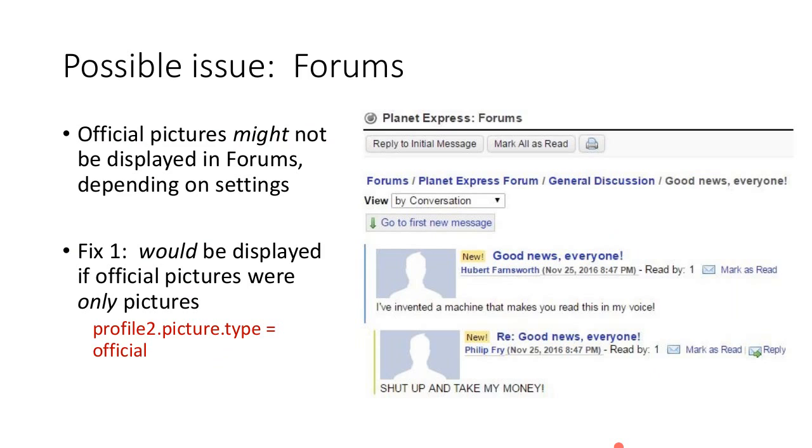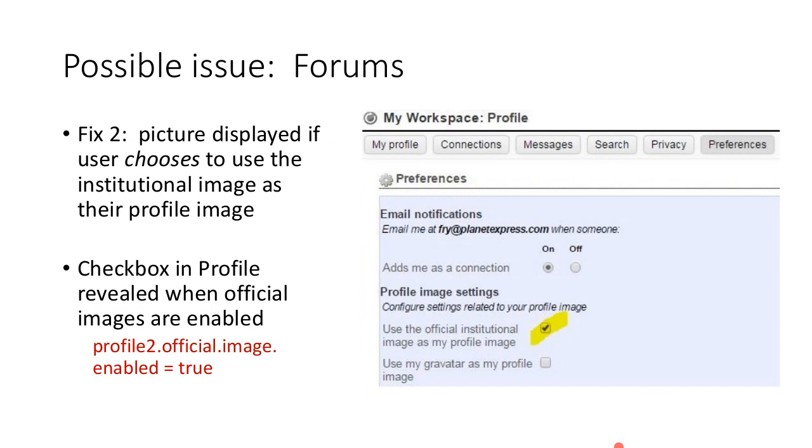Now, official pictures in forums, though, where you have discussion and you might want to see somebody's face in order to say, oh, I know what that person is saying, I know what they said in class, the official photo might not be displayed in forums, depending on settings. They would be displayed if official pictures were the only pictures, obviously, because if you have an official photo and it is your profile photo, then boom, it's in forums. But if you also allowed uploads, then the official photo is not the student's default profile picture. It is whatever they upload, and they might not have uploaded.